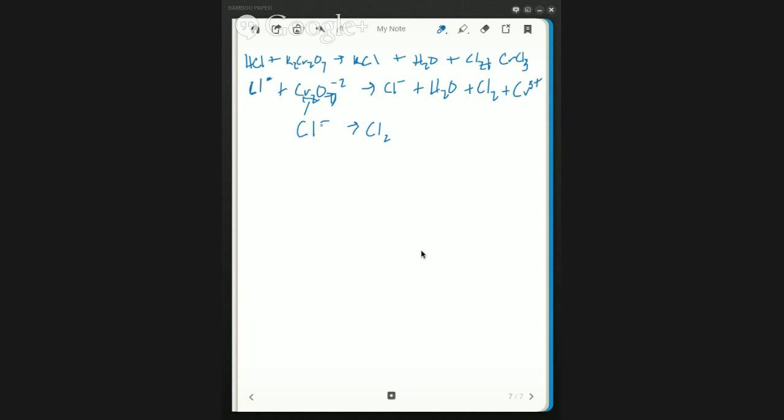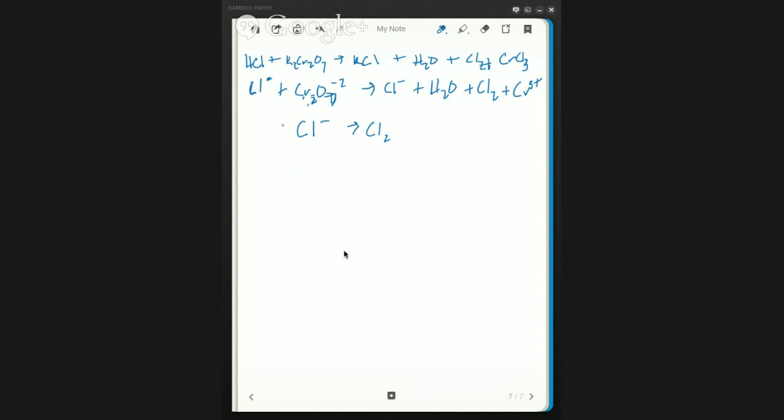Oops. Sorry, I didn't mean to write on those. Okay. So go ahead and fix our 2 there. Okay. Now, the other thing that we're going to consider is what's happening to our chromium as we go from this state over to the other.